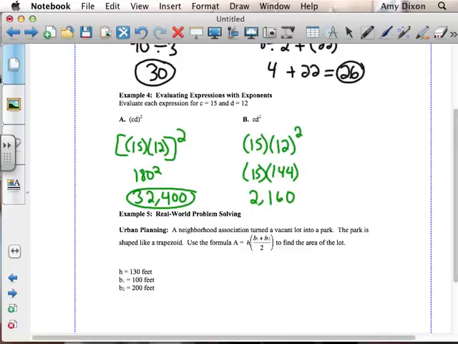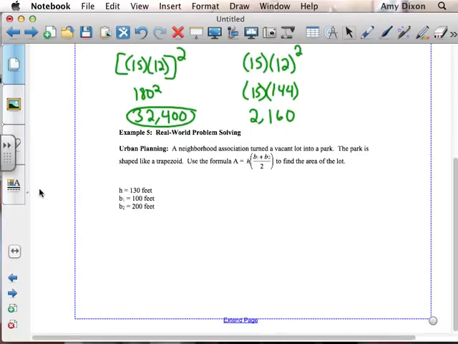Okay, let's look at this last example. We're planning a park, it looks like, in an urban area. We have the formula for the area of a trapezoid up here. It's this one right here. Okay, we're going to use that formula to plug in.